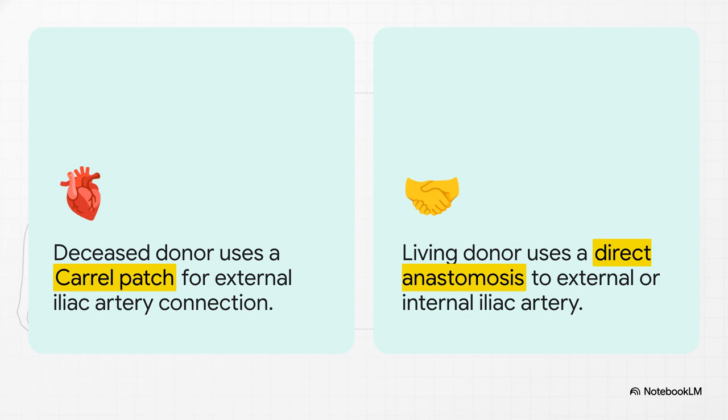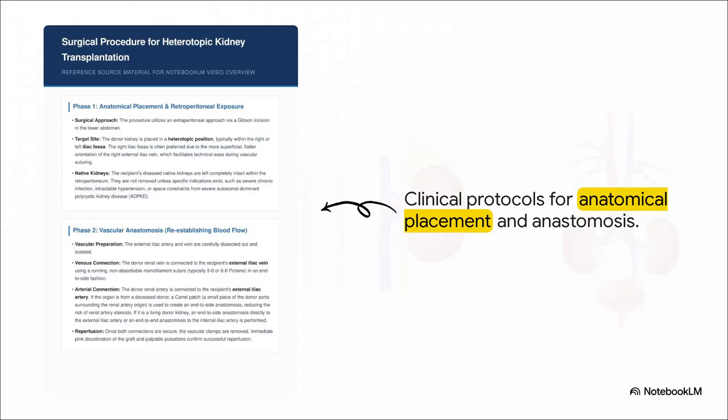This patch is a total game changer because it massively reduces the risk of renal artery stenosis, that dangerous narrowing. On the flip side, if we're dealing with a living donor kidney, surgeons typically just do a direct end-to-side anastomosis to the external iliac artery, or sometimes an end-to-end connection to the internal iliac artery. Grounding ourselves in the authoritative clinical standards here, we can see exactly how that venous connection is mandated. Once the vessels are isolated, the donor renal vein gets connected to the recipient's external iliac vein. To pull this off, surgeons use a running, non-absorbable monofilament suture, usually an incredibly fine 5-0 or 6-0 Prolene, in an end-to-side fashion. We're talking incredibly meticulous, exacting work.